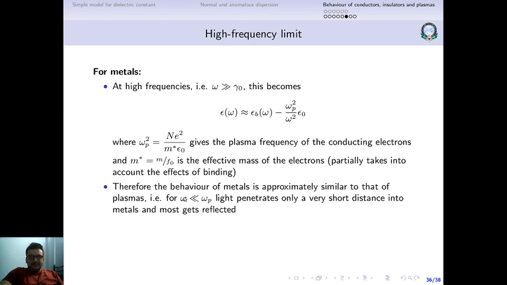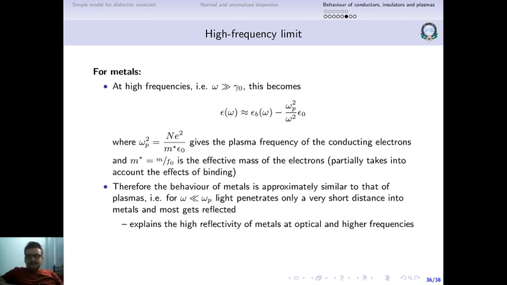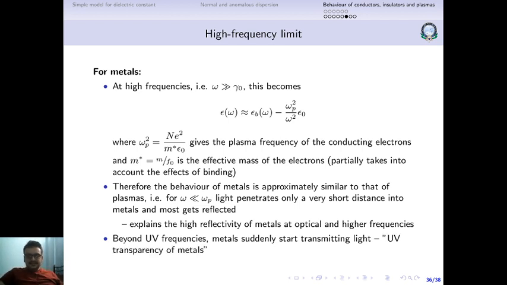If omega is much less than omega p, then light penetrates only a very short distance into the metal, and most of the light gets reflected. This probably explains why metals have high reflectivity at optical and lower frequencies. But at ultraviolet frequencies, metals suddenly start transmitting light, and this is known as the ultraviolet transparency of metals. So with this we have come to the end of this particular topic.